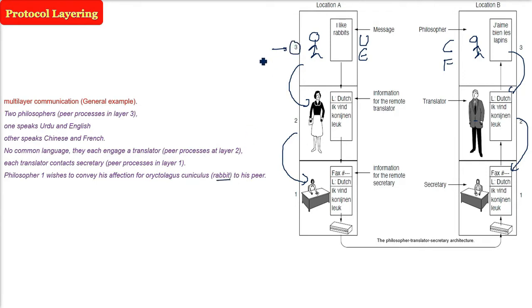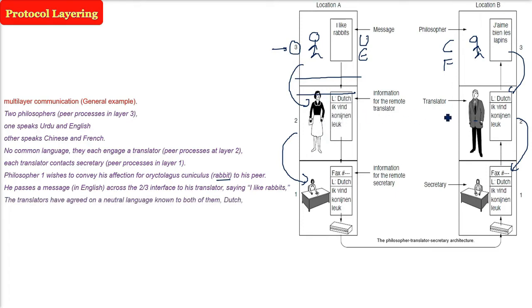How does it happen? Because he knows only English and Urdu, he will write the message in English and send it across this layer 2-3 interface to his translator. That is, "I like rabbits." Now the translators at layer 2 have already decided that they will talk in Dutch, the language spoken in the Netherlands, Holland. So they change the message into something like "Ik wind konijnen leuk." I may not be pronouncing it perfectly, but this is what they finally decide and write.